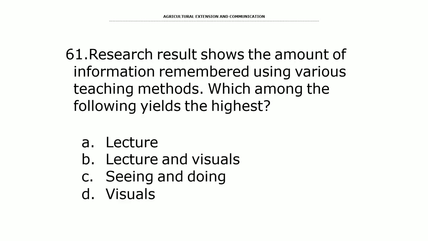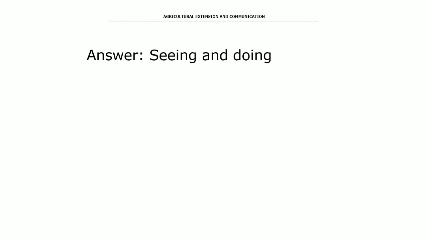Number 61. Research results show the amount of information remembered using various teaching methods. Which among the following yields the highest? A. Lecture. B. Lecture and visuals. C. Seeing and doing. Or D. Visuals. The answer is seeing and doing.